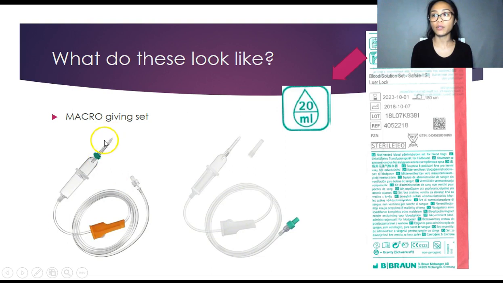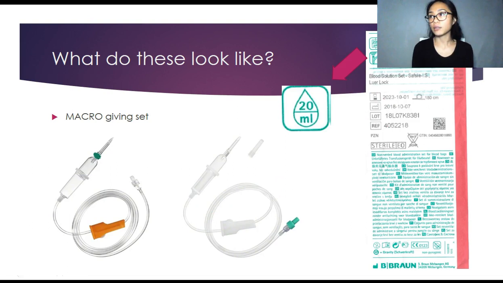So there's always a cap over this spike that gets spiked into the bag, and there's a cap on the patient end which connects to the patient's cannula, which is sitting in a peripheral vein. Now this patient cap end must stay on until you are ready to connect it to the cannula. So leave it on even when you're priming, please. This is just to show you that cap that would usually be on the spike, but giving sets can be many different types of colors depending on the manufacturer.